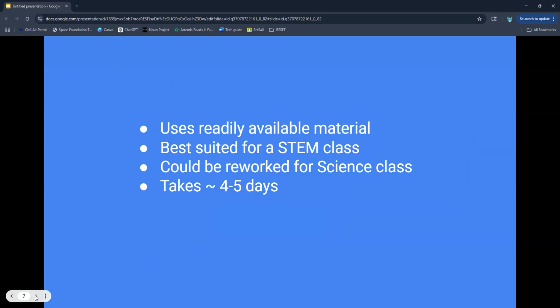We wrote this lesson to use readily available material. Everything is things that people already should have in their classrooms. If executed as it is written, it is best suited for a STEM class, but it could easily be reworked and the science portion increased to be used in a science class. And we estimate, using the lesson plan as it is, it will take about 4 to 5 days.